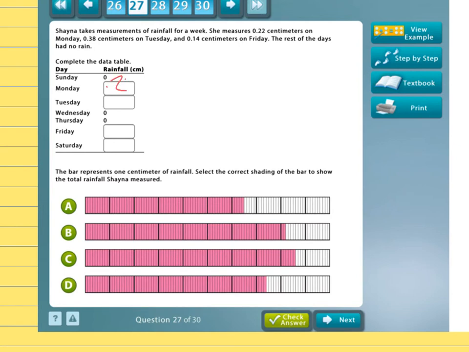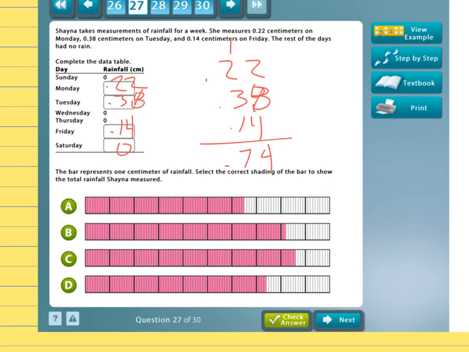Monday, 22 hundredths. Tuesday, 38 hundredths. Friday, 14 hundredths. And since there's no rainfall in the rest of the days, Saturday must be a 0. So we're going to add up 22 hundredths, 38 hundredths, and 14 hundredths. Putting those together, you get 74 hundredths.